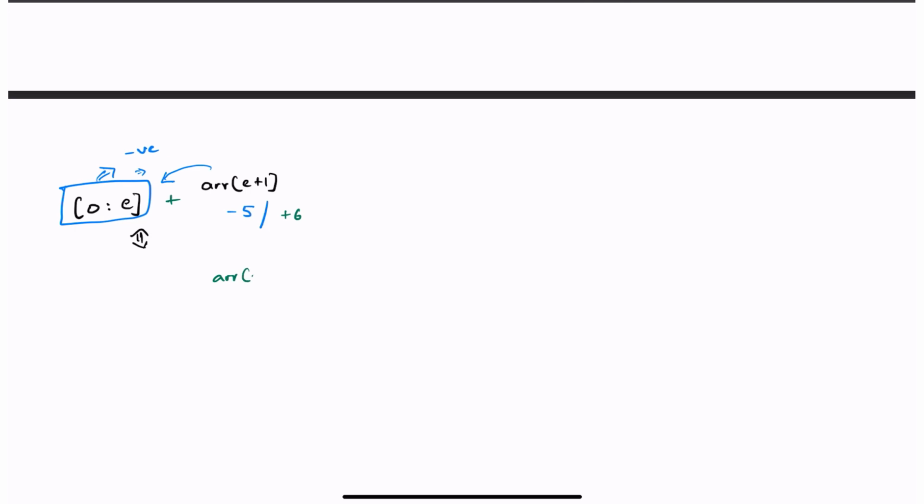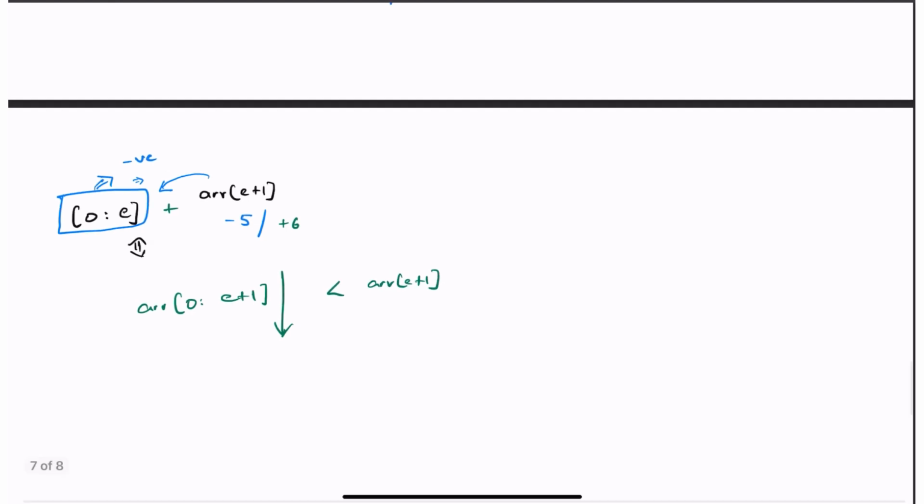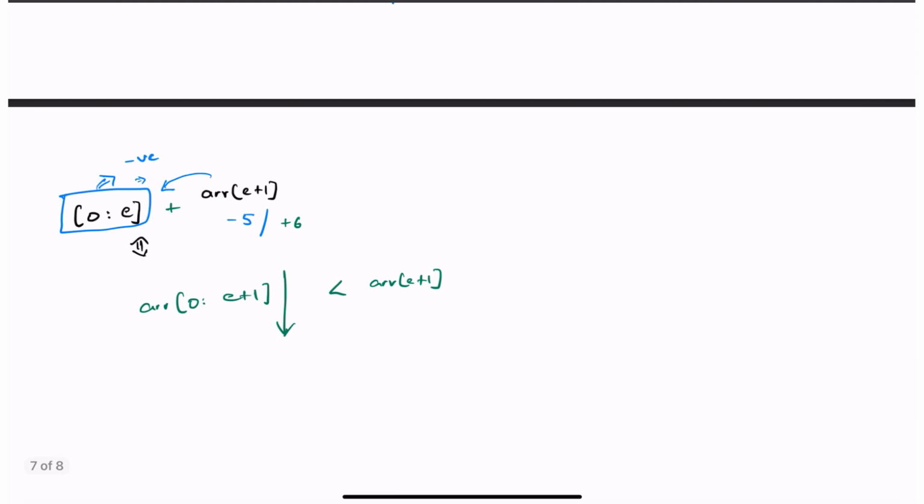in dragging the value. So the new value, which is array of 0 to e plus 1, the slice itself is being responsible in dragging the value of array of e plus 1 down. So in such kind of scenarios, it will be good if you don't consider this slice. So there will be two cases where you would be good if you don't consider this slice.